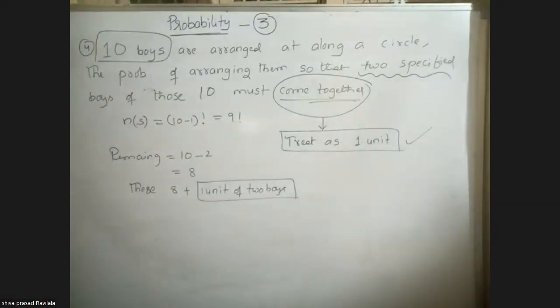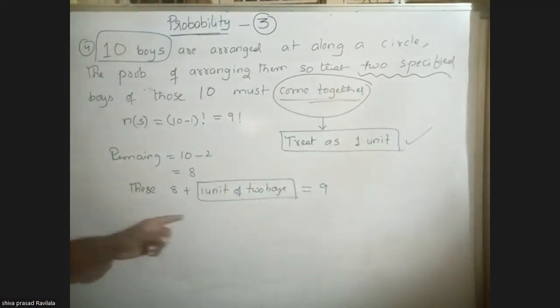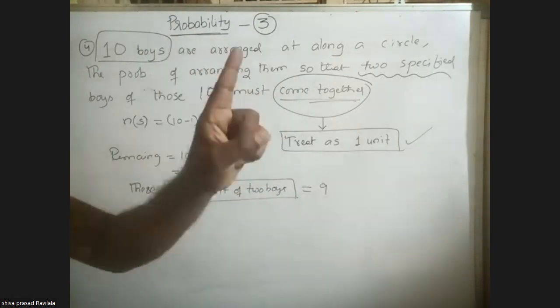8 plus 1, that is equal to 9. Try to understand the condition. These 8 persons plus 1 unit of 2 boys, they are treated as 1 unit.